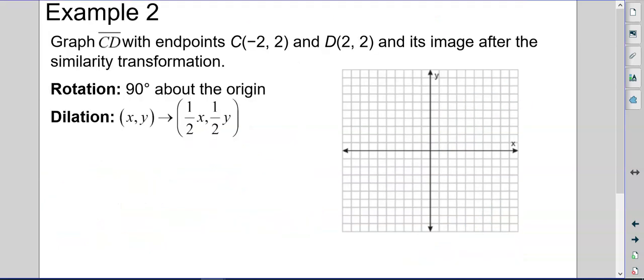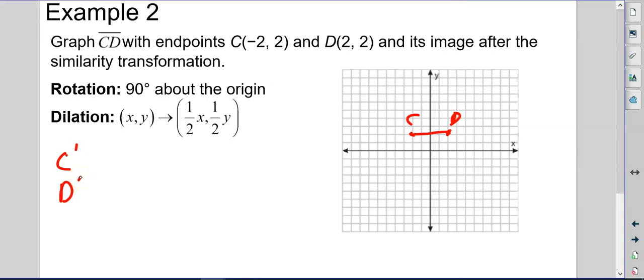Example 2, graph CD with endpoints C at negative 2, 2. So left 2, up 2. And D at 2, 2. So right 2, up 2. So here's C, here's D. Now, 90 degrees about the origin. All right? So I'm going to write down, just to make life easier, C prime, D prime.